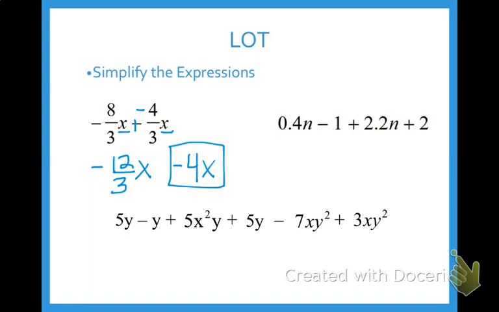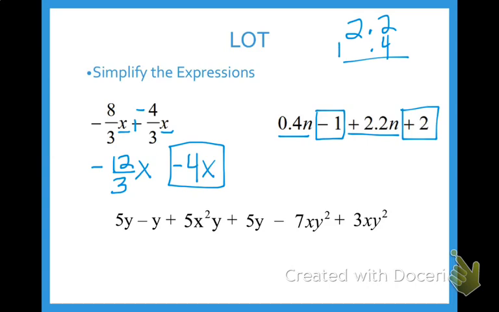On the second one, I see a bit longer of an expression. I see n, and then I see two constants. So I'm going to combine 2.2 and 0.4n, adding those and being sure to line up my decimals as I add. And I get 2.6, so 2.6n. Then I'm going to do negative 1 plus 2, which is the same as 2 minus 1. So I'm going to have a plus 1 at the end there.